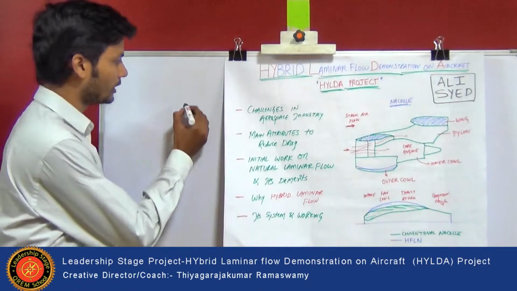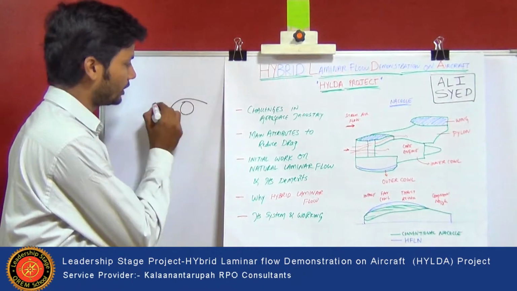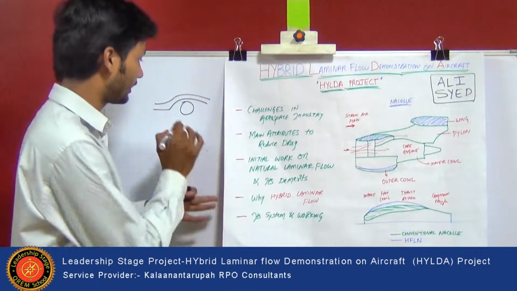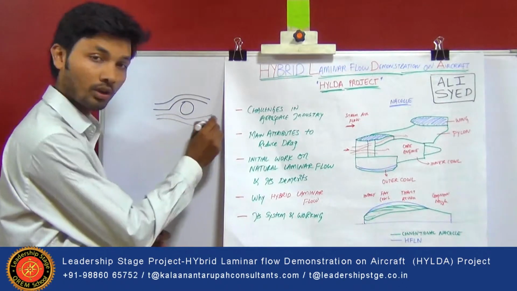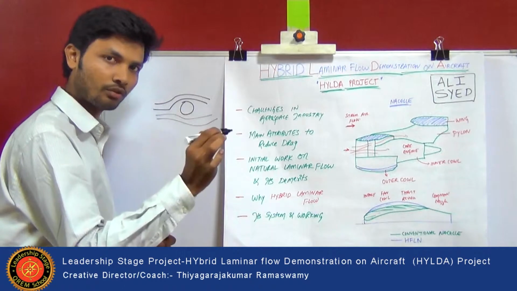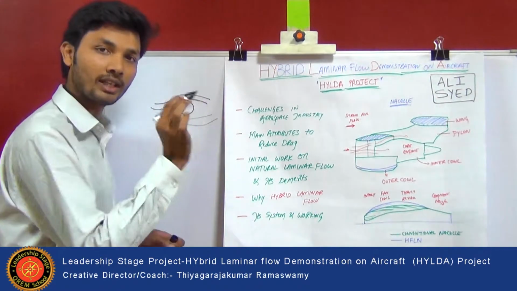So laminar flow is nothing but a proper flow without any disturbance in the flow of the air on the surface of the aircraft. For example, here it's explained using a ball. It's a circular body and there is a flow. If there is no disturbance in the separation of the flow, then this flow is known as a laminar flow.